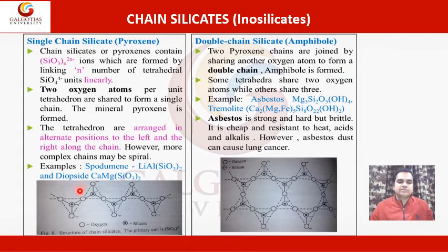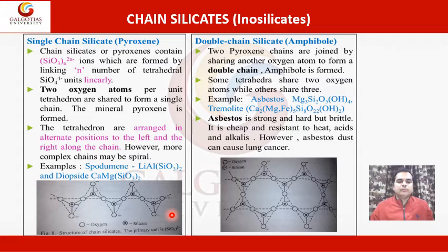Similarly, if we are considering this tetrahedral, that is SiO4 4 minus, these two oxygen atoms are shared by the other tetrahedral units to form the single chain silicate, that is pyroxene, and the tetrahedrals are arranged in alternate positions to left and right along the chain. As we can see, this is the left hand side and this is the right hand side, so they are present in an alternate manner.